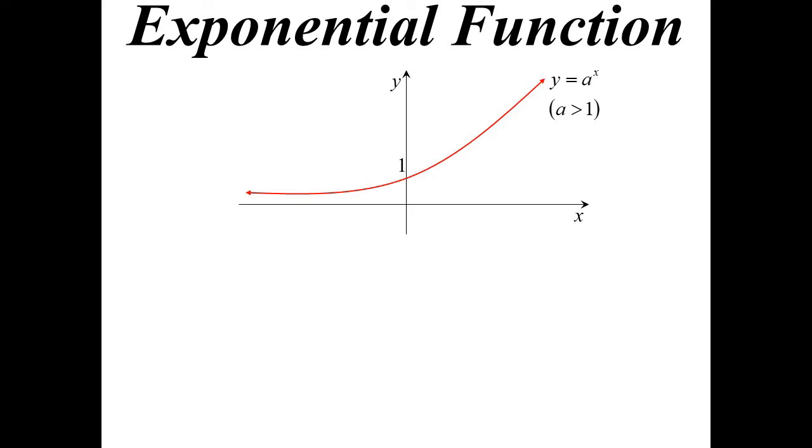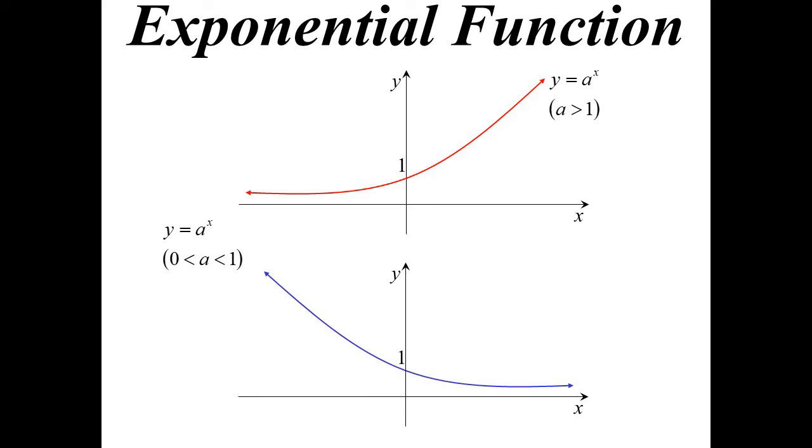Let's have a look at our exponential function. There's the basic curve, y equals a to the power of x, where the base is bigger than 1. If the base is in between 0 and 1, then we would get the blue one there. And of course we don't have bases that are negative, and we don't have base 1 either, because base 1 would just be the horizontal line.